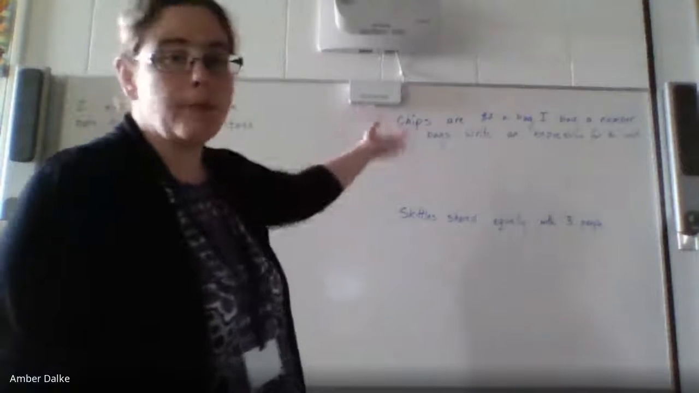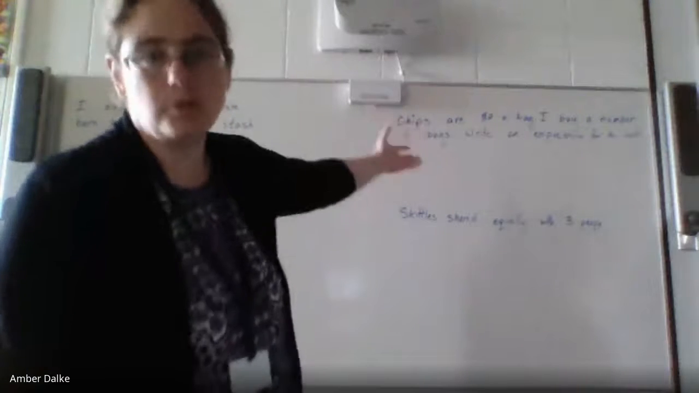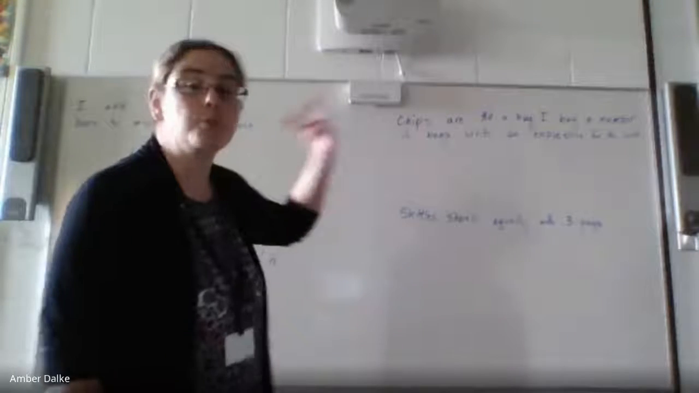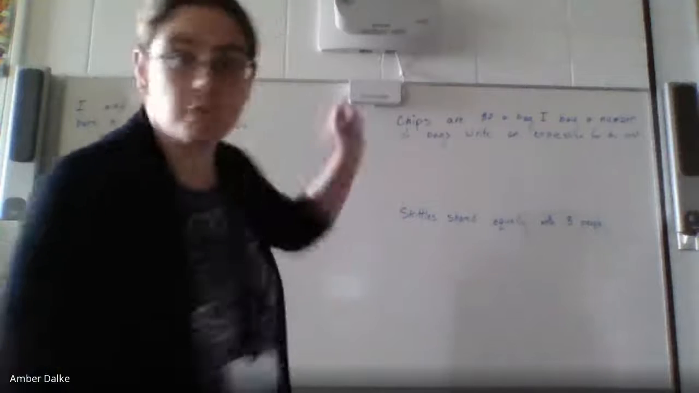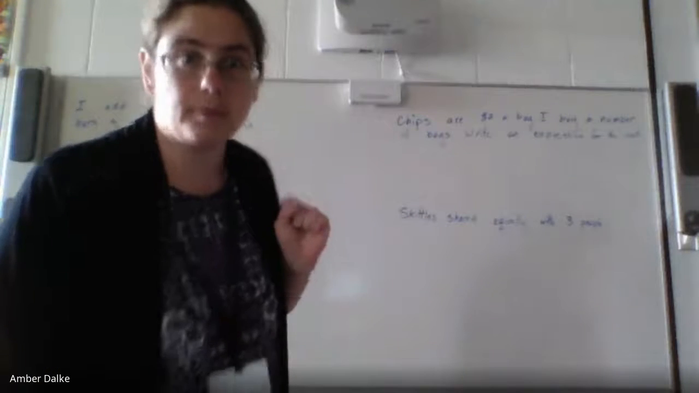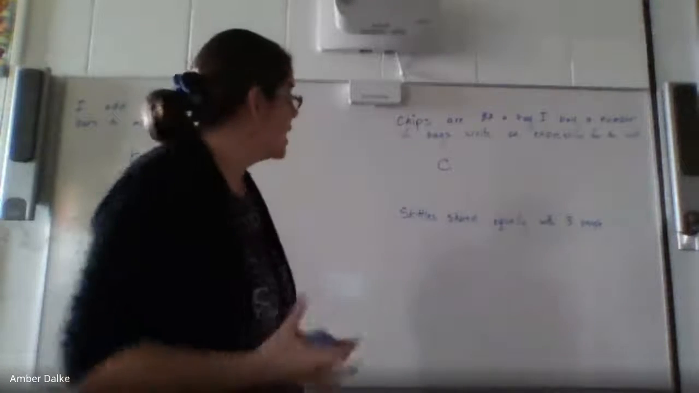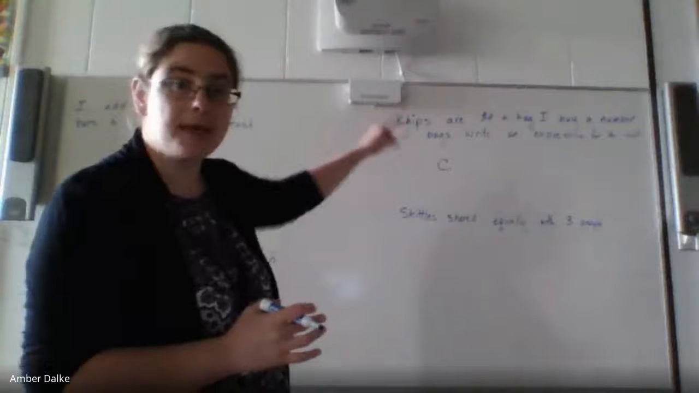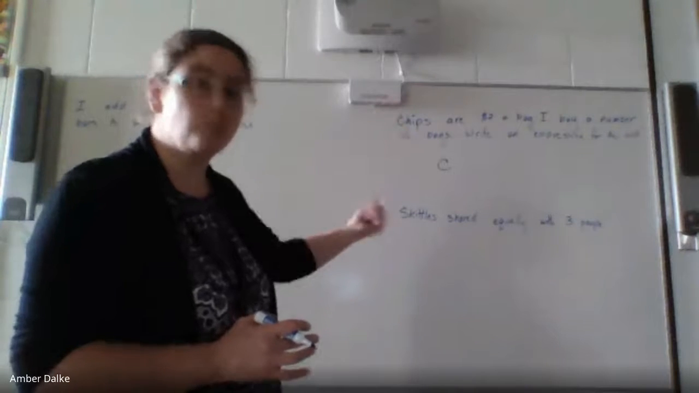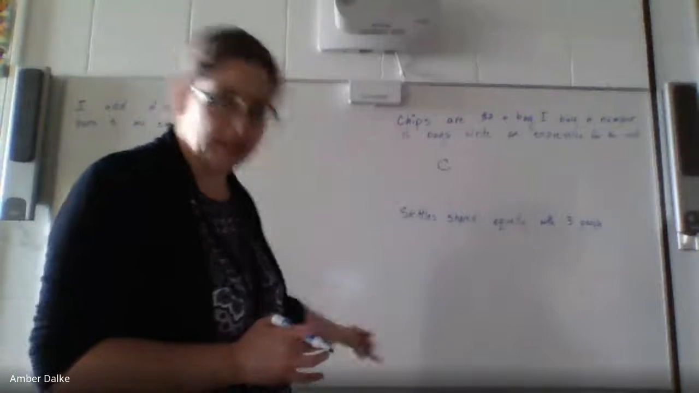So in this case, if I bought 1 bag, it was $2. If I bought 2 bags, it's $4. If I buy 3 bags, it's $6. The expression, and I think I'm going to use C for chips in this case for my variable. I don't know how many bags of chips I bought. I just bought C number of chips.